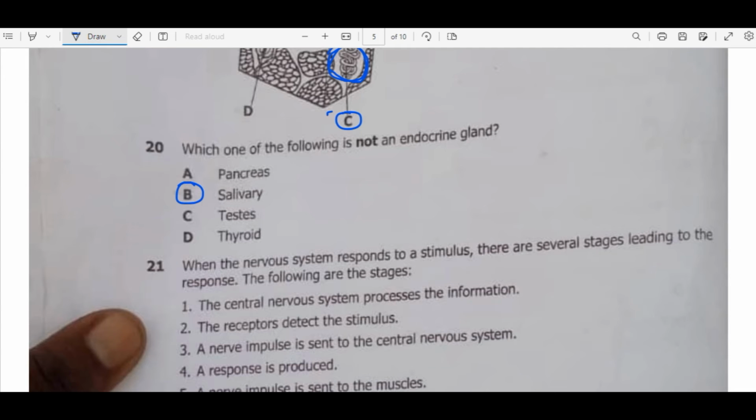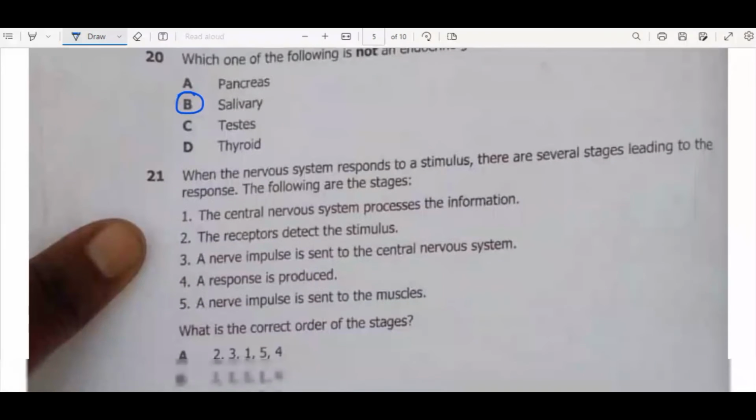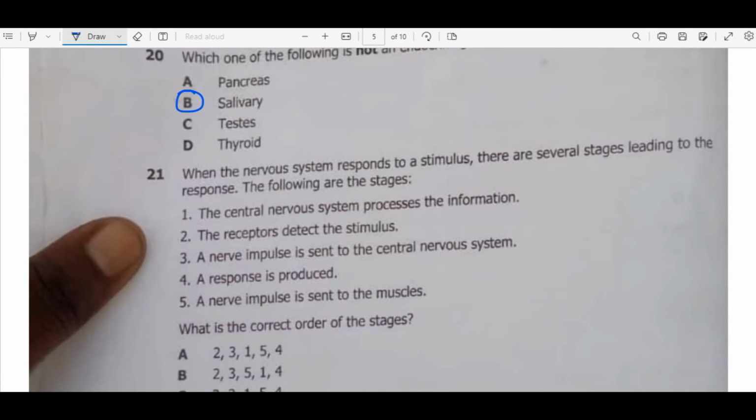So we can quickly move. When the nervous system responds to a stimulus, there are several stages leading to the response. The following are the stages. The central nervous system responds to stimulus. We can give an example of heat, coldness, or hotness, and the central nervous system will respond to that.